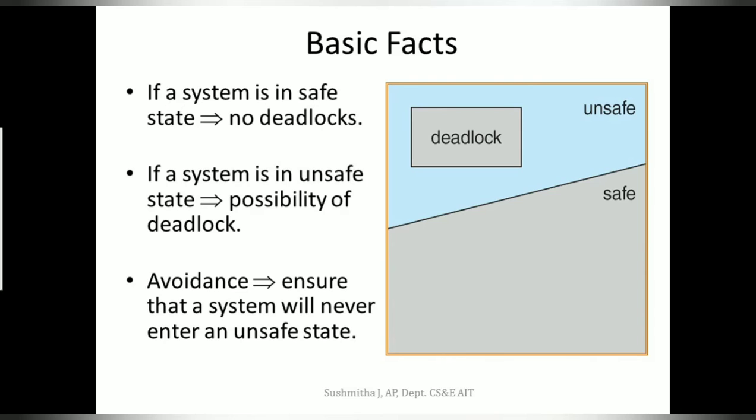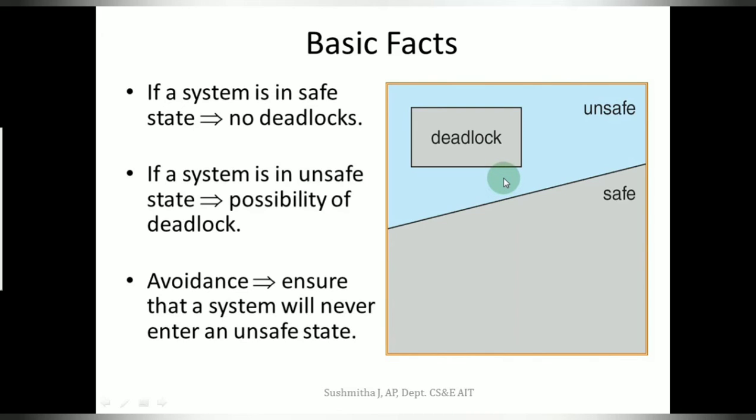If the system is in safe state, there is no deadlock. If the system enters an unsafe state, there is a possibility of deadlock. And so we have illustrated the three states here: safe state, unsafe state, and deadlock state. So if a system is in unsafe state, there may be a possibility of deadlock, so the system enters the deadlock state. So what does the deadlock avoidance try here? We make sure the system does not enter the unsafe state.